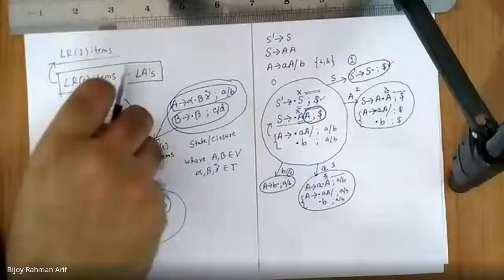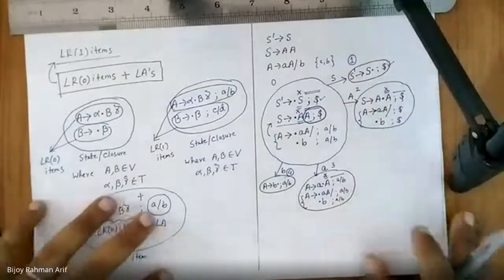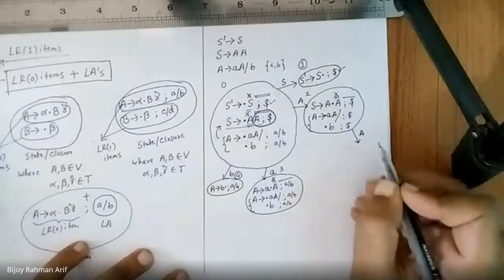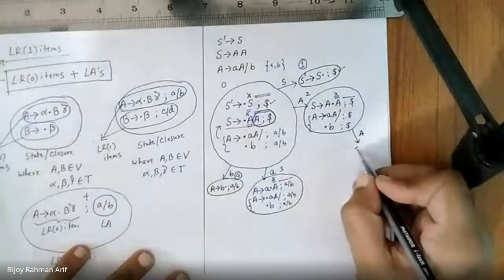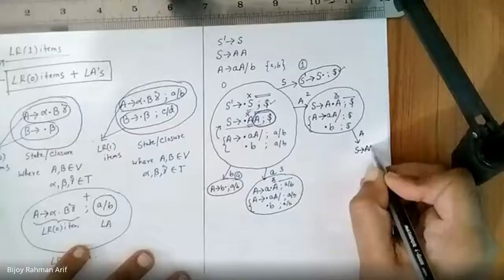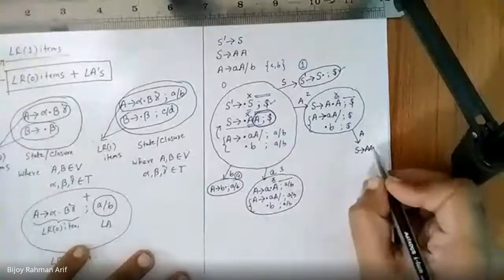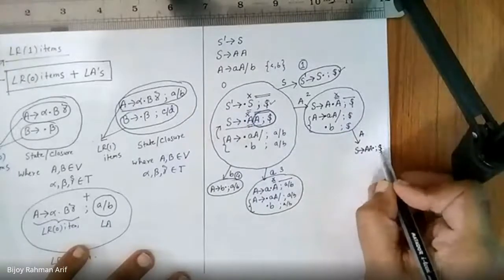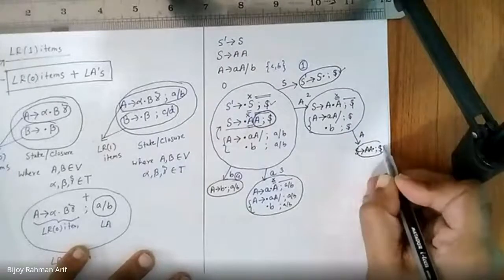Now go to on capital A. What do you get? S derives capital A dot. It is the final item, and it is a go to move, so don't change the look ahead. Stop. We are stopped here.